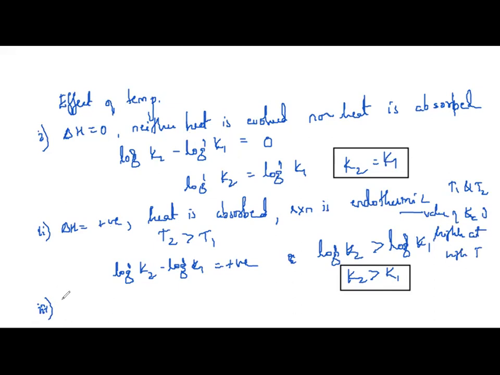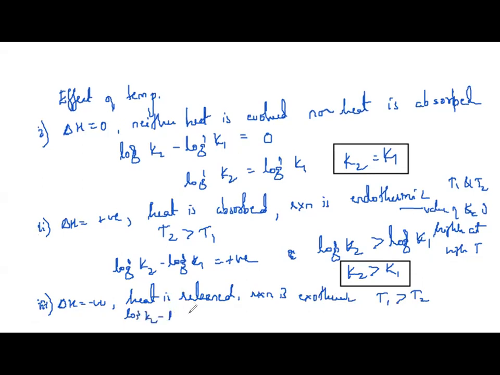Now the third case is when delta H is negative. What does that mean? Heat is released. So when heat is released, we call the reaction exothermic. When the reaction is exothermic, naturally the temperature T1 is higher than T2.